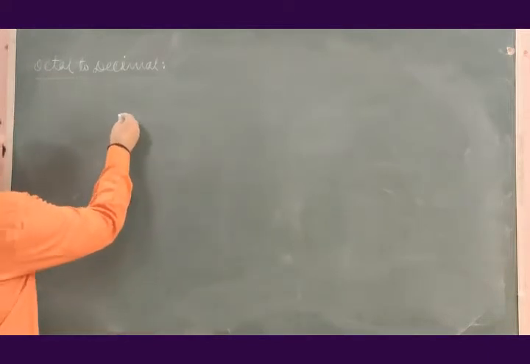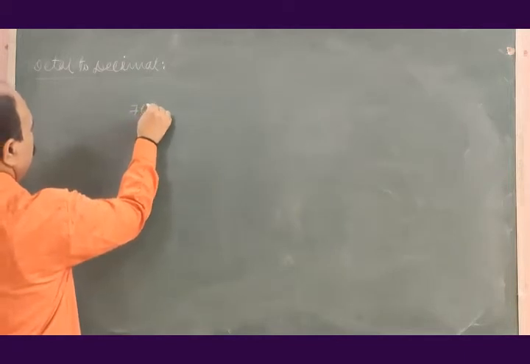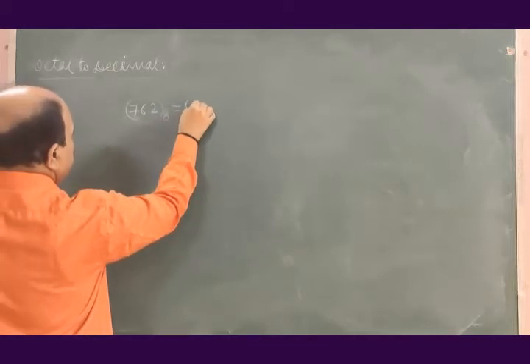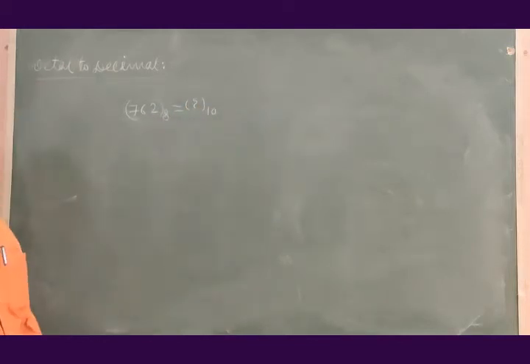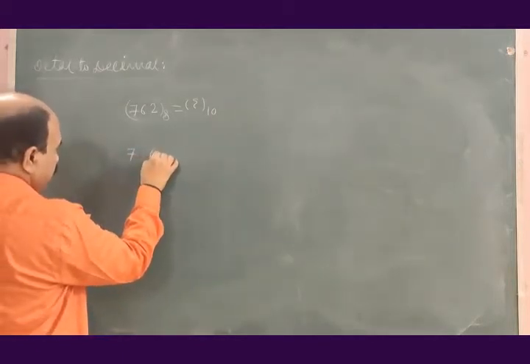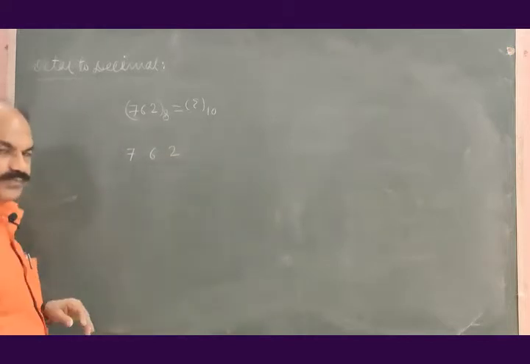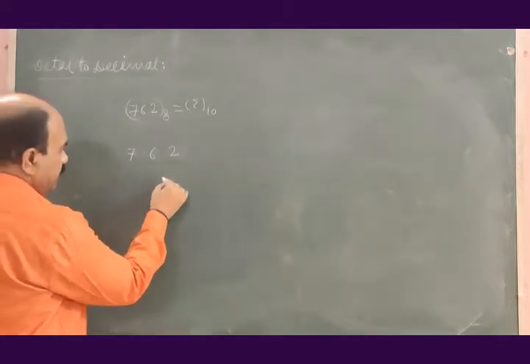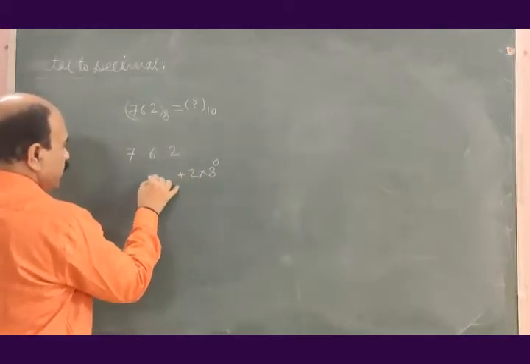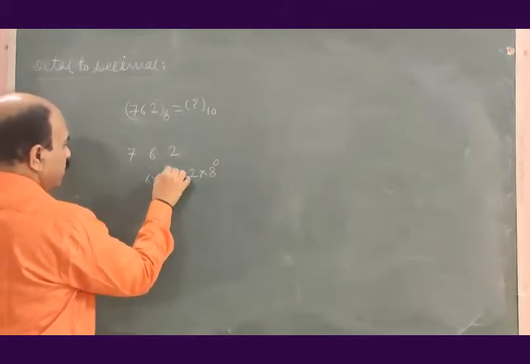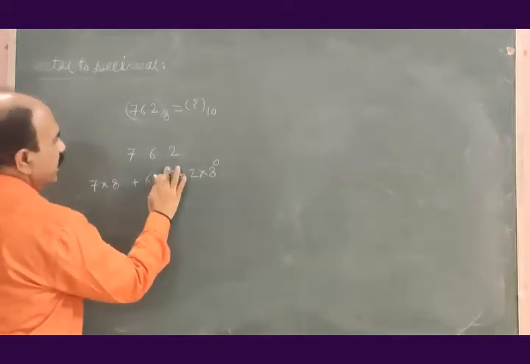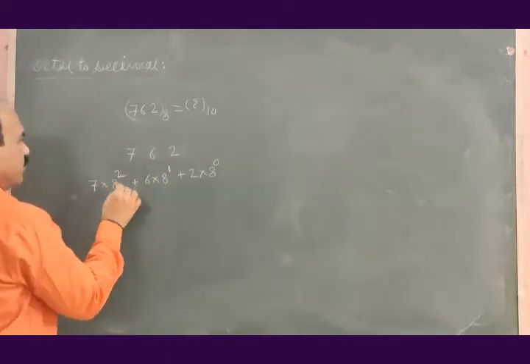Let us suppose that you are given some octal number and you are asked to convert this to decimal. Write this number here: 7, 6, 2. Okay, then 2 into 8 to the power 0 plus 6 into 8 to the power 1 plus 7 into 8 to the power 2.